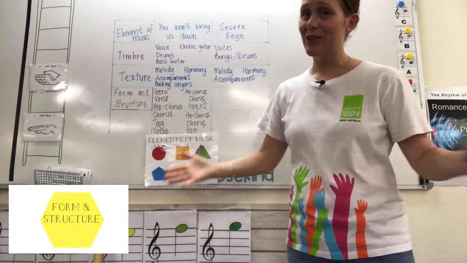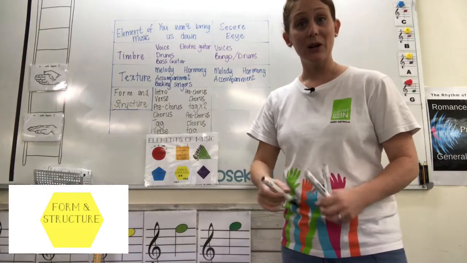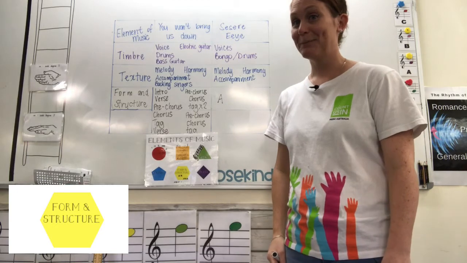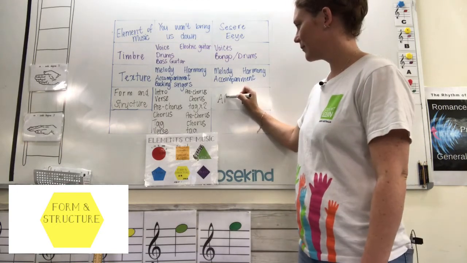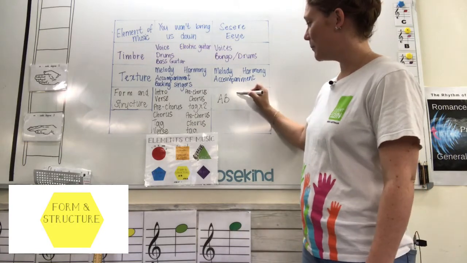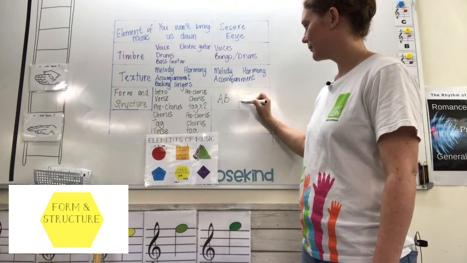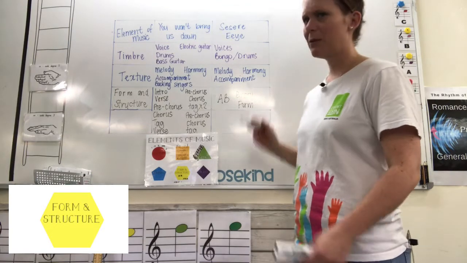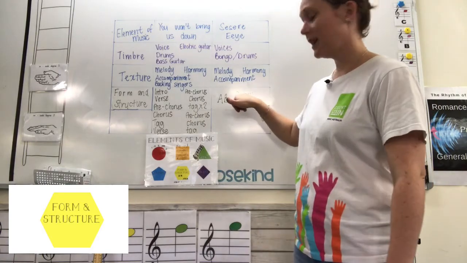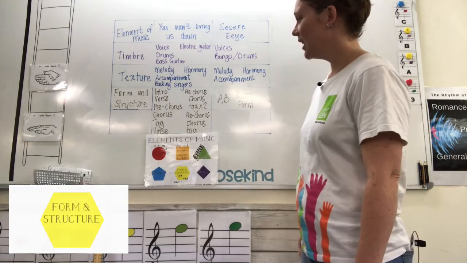Now the form and structure of this song is a lot more simple than You Won't Bring Us Down. There were only two parts. There was the first part, we'll call that part A, and the second part, we'll call that part B. So in music, we can call this a binary form because there are two parts. They were repeated parts, but they were still in binary form. That prefix bi means two. Binary form. There you go.